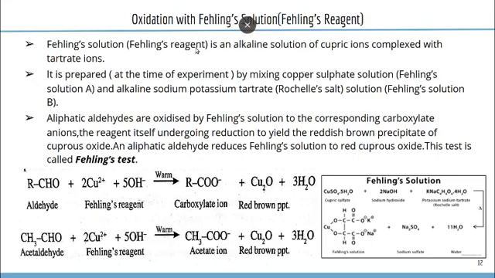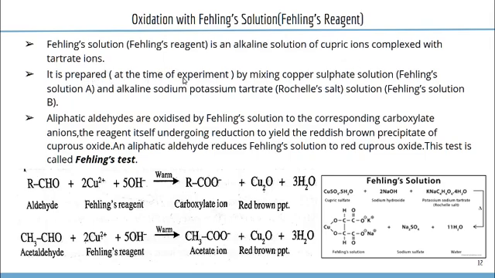Now we can discuss another oxidation reaction with another mild oxidizing agent, that is Fehling solution or Fehling's reagent. Fehling solution is an alkaline solution of cupric ions complexed with tartrate ions. So it contains an alkaline solution of cupric ions and tartrate ions.